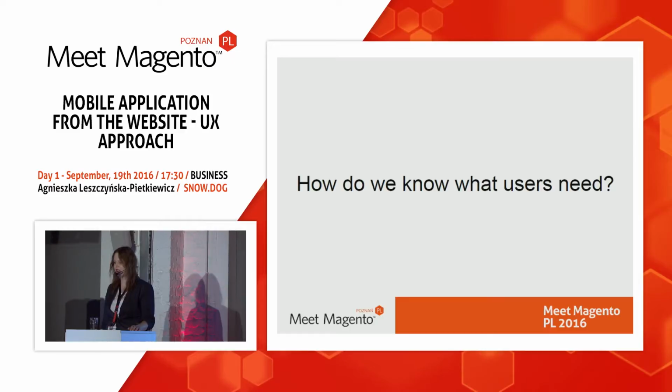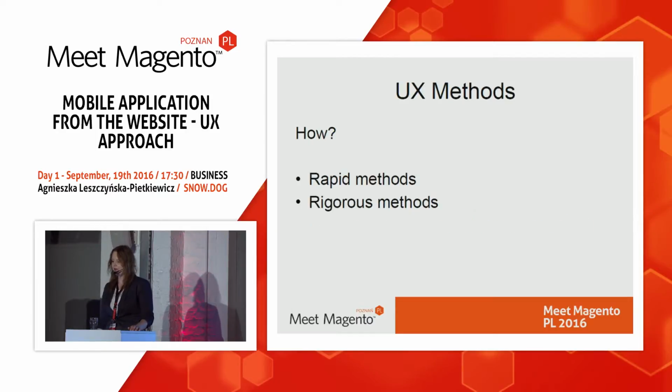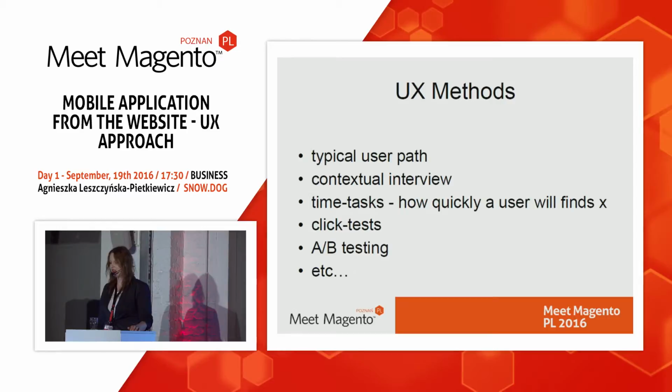But how do we know what users need? We can use UX methods, and there are a lot of them. Why? I explained already before. And when? You can use them in two situations: when you already have something, like a website, or if you have new ideas, like for an app, or you want to correct your website, refine it, make it better. You can also choose between rapid methods and rigorous methods, and I won't talk about them because it could take me 4 presentations like this, but I can just mention the simplest one and the most useful one.